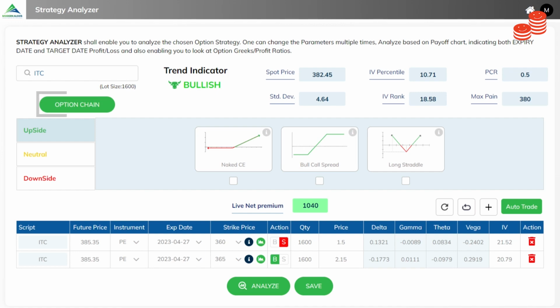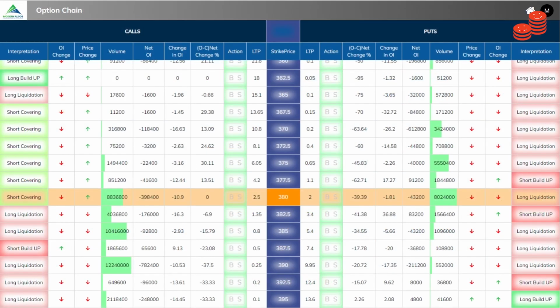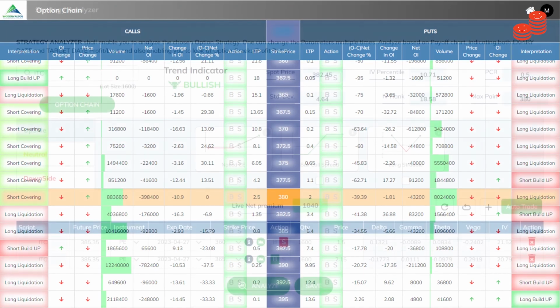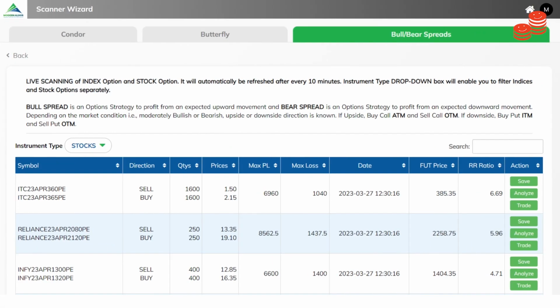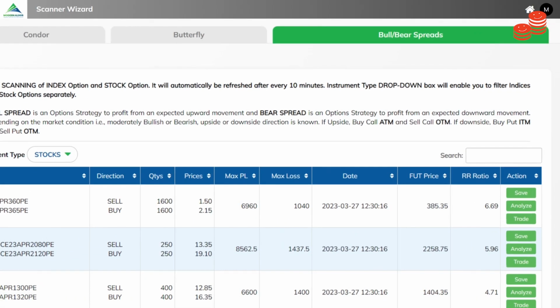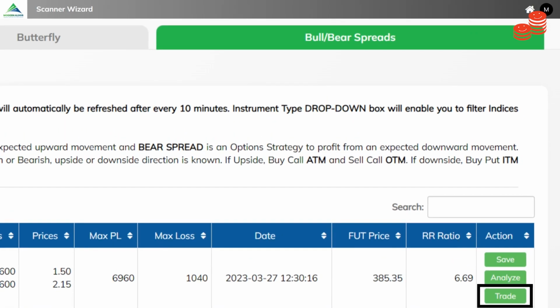You can also access the option chain designed with the nearest in the money and out of the money strikes so that you don't need to hustle to find your strike prices. Also, you can easily start auto trade for your strategy. After analyzing the strategy, just click on the trade button to execute it in the market.